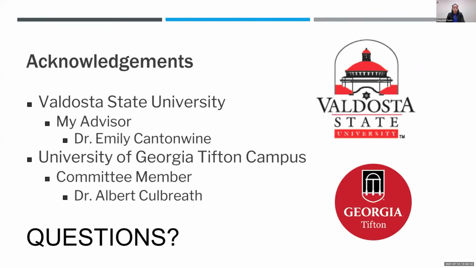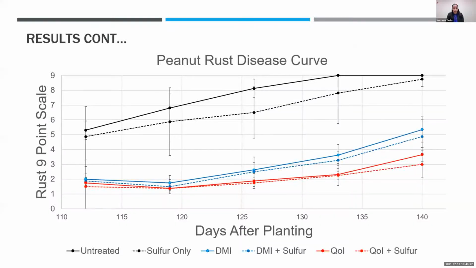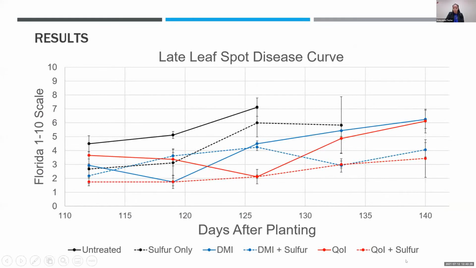Question is, if a grower decides to spray sulfur one time in the season, would you recommend mixing with a DMI or a QoI? And how would you answer this question based on your results? So looking at my results, I would definitely use a QoI because it had the lowest. It may not have been significantly different from the DMI, but it was the lowest in the Florida 1 to 10 scale over time.